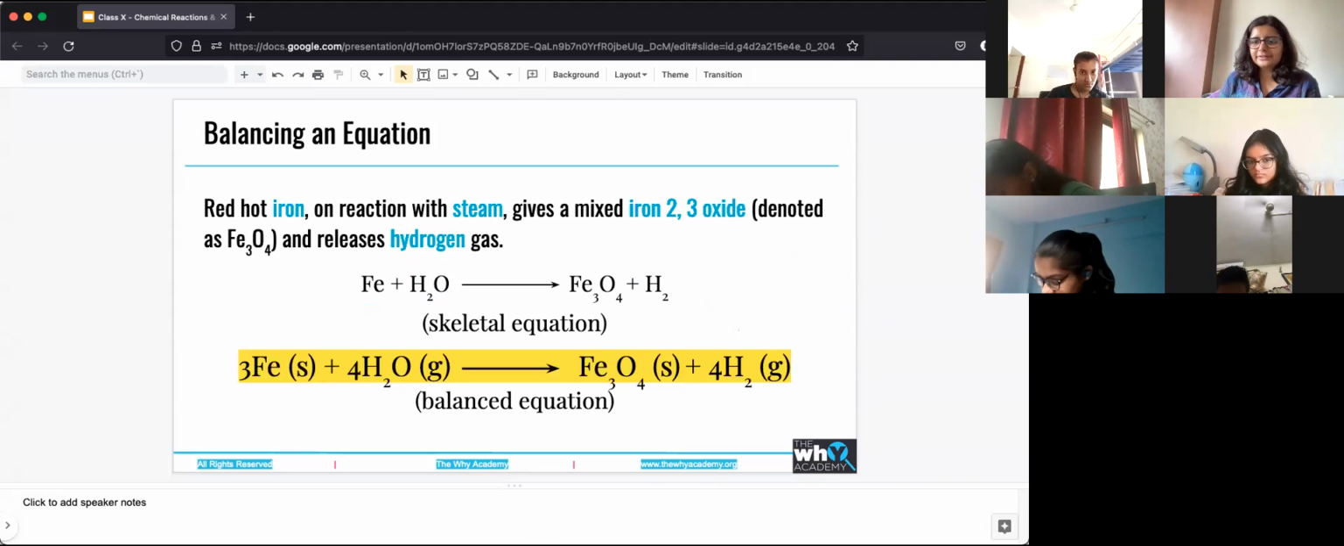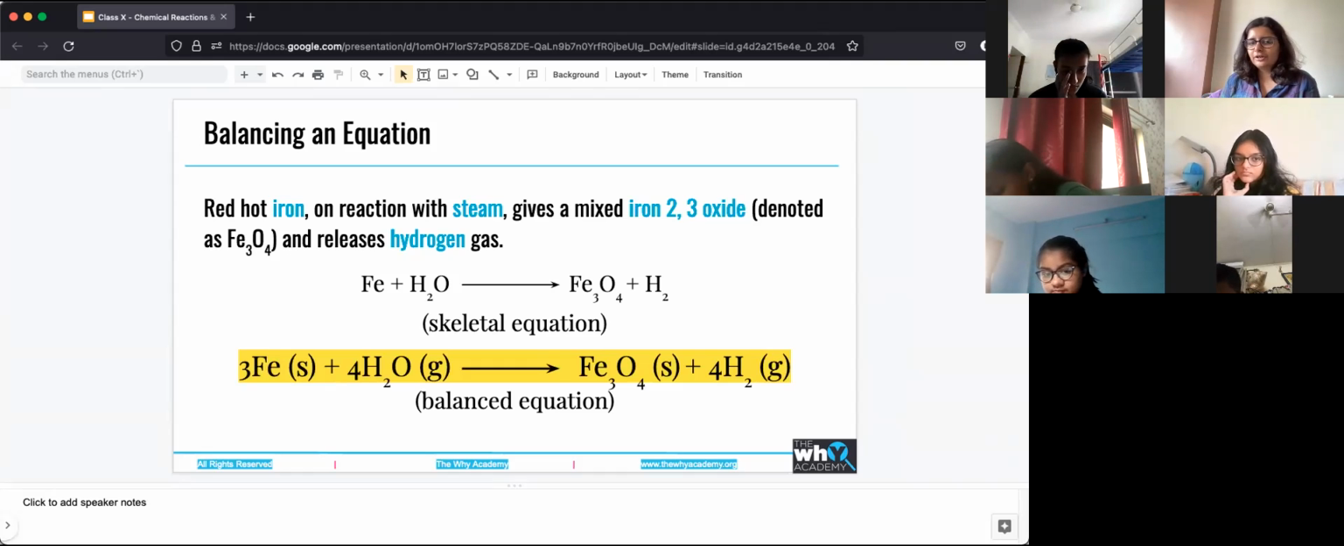Then red hot iron. So iron is a metal, this will be solid. Reaction with steam. So even though H2O is water, we said gaseous state because it reacts with steam. Gives iron oxide. This is basically the rust equation. So when things are rusting, this is what is happening here. Iron reacts with water vapor, forming your red colored rust, which is solid, and gives hydrogen gas.